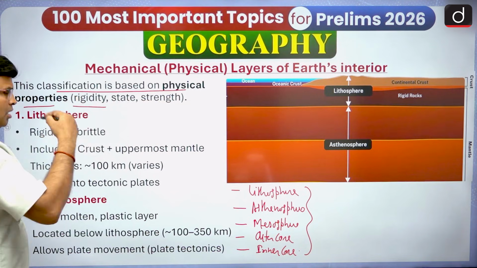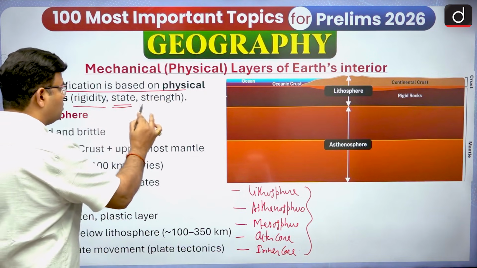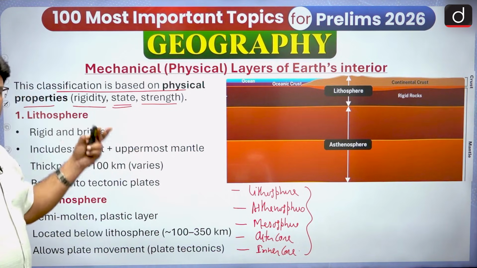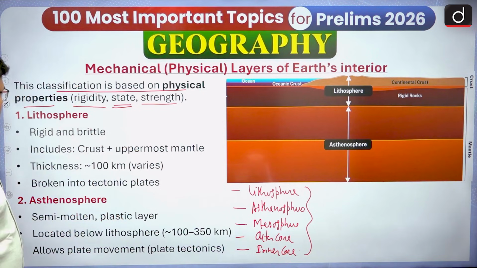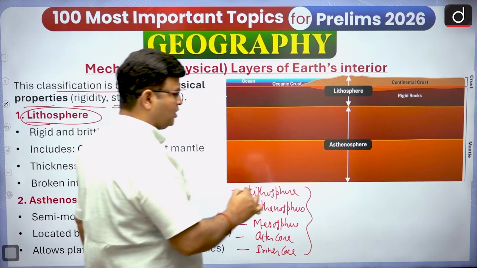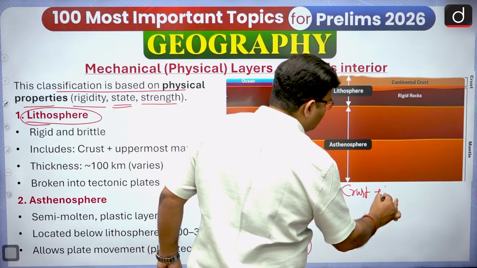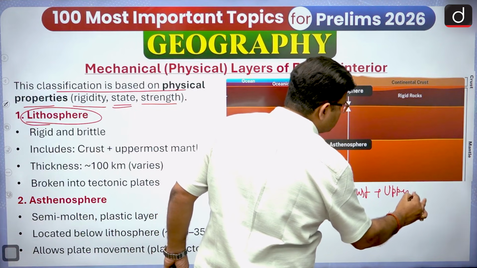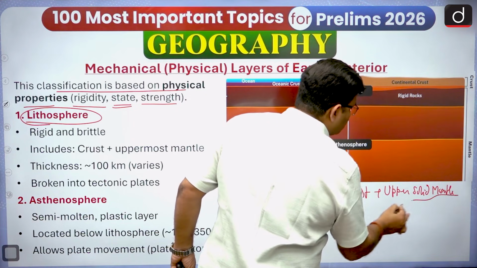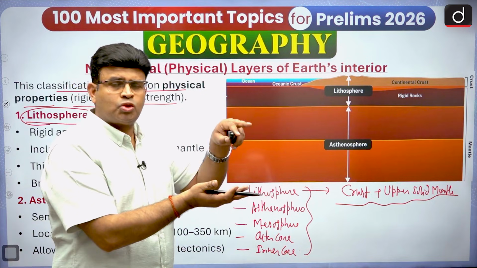What is the behavior? On the basis of how rigid it is, whether it is a liquid, whether it is solid, and how strong it is. So on the basis of that there are mechanical layers. And the first one we are talking about is the lithosphere. The lithosphere consists of the crust and the upper solid mantle. So crust plus upper solid mantle is the lithosphere, completely solid.